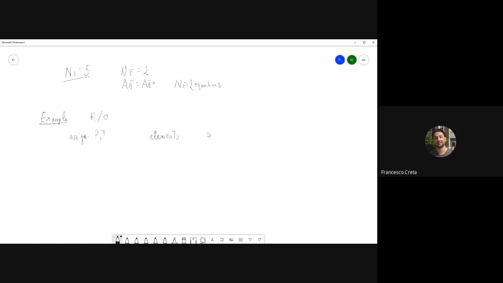I will now order them. The elements are, generally speaking, defined by the index I. So I can be 1 and 2, and clearly we're talking about hydrogen and oxygen. Okay, obviously now the number of elements, again, is 2.